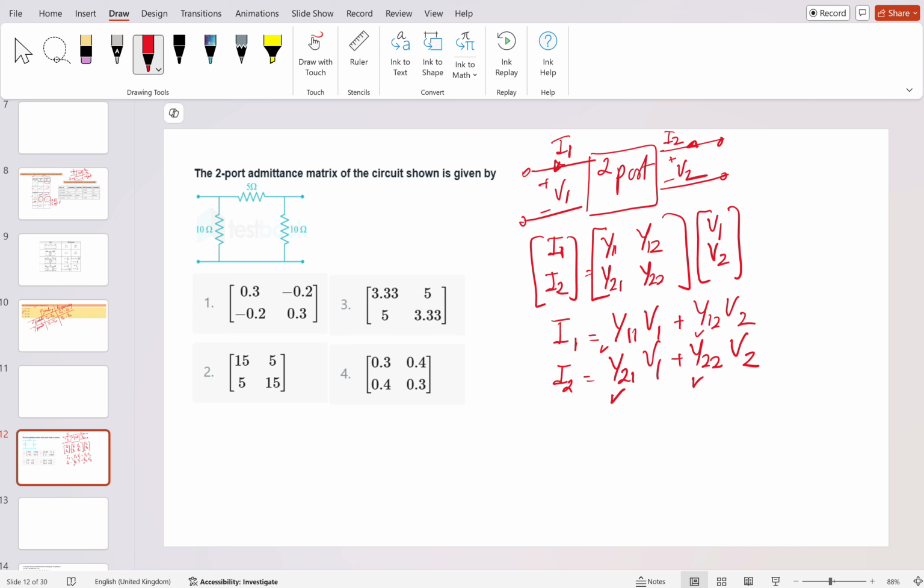This is V1. I'm assuming this is plus and this is minus, and the current entering the two-port network is I1. The current entering here is I2, and the voltage across here is V2. You just have to write in this form and get the Y matrix. I'm giving you a few minutes. Just let me know if you face any doubt.